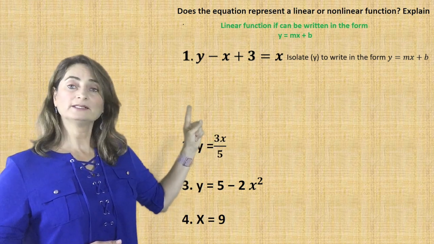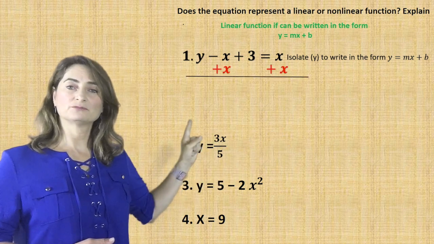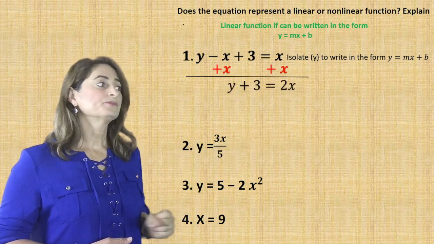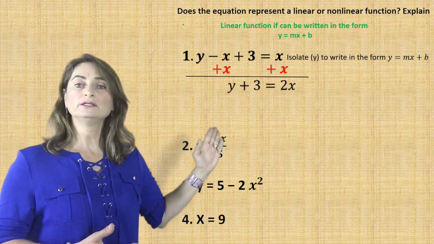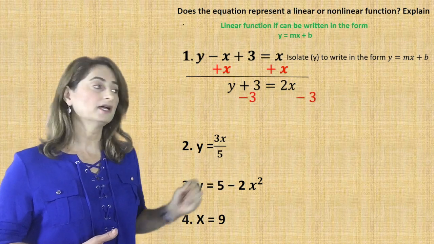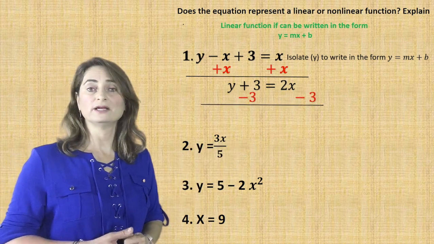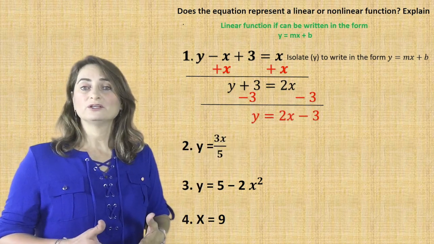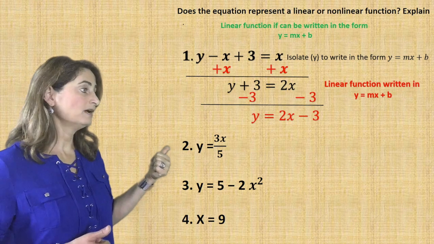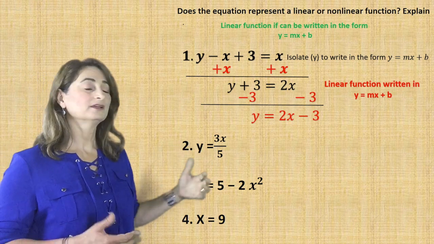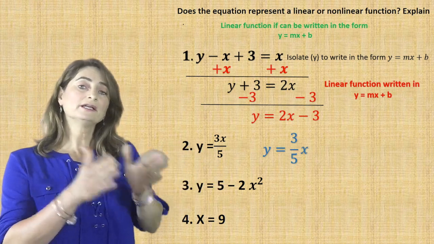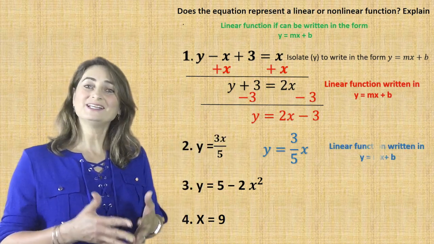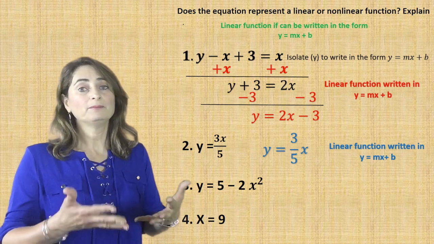Since you're subtracting an x, add x to both sides, the addition property. You will end up with y plus 3 equals 2x. Now, subtraction property of equality, get rid of the 3 by subtracting 3 from both sides. You end up with y equals x minus 3. It is a linear function because it's written as y equals mx plus b. Now the second example, y equals 3x over 5. y is already isolated, now separate those numbers. It means 3/5 x, which is in the form y equals mx plus b, but this time b is 0.